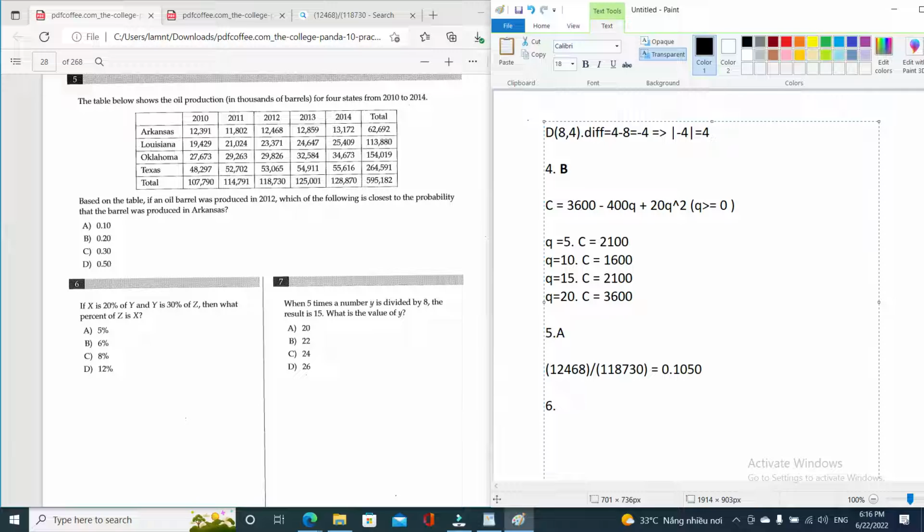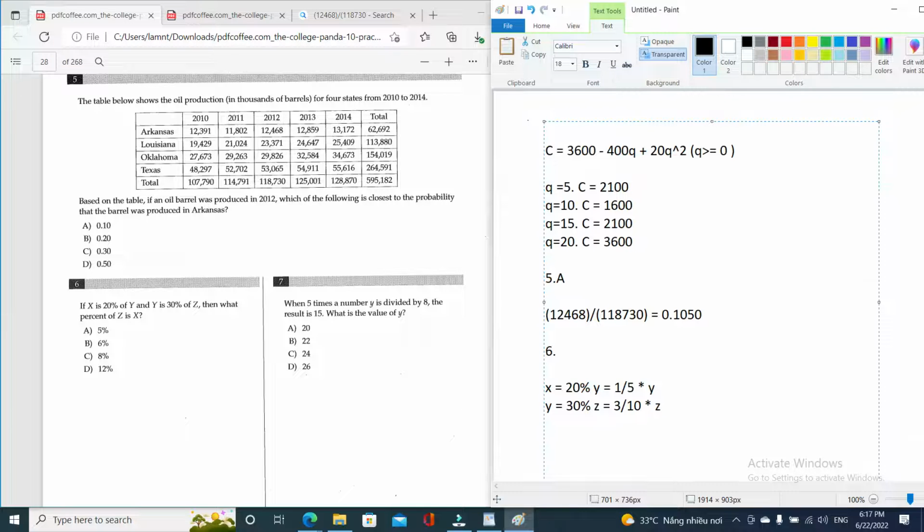So X is 20% of Y. 20% of Y is just 1/5 of Y, correct? And Y is 30% of Z, so that is 3/10 of Z. They ask what percent of Z is X. So Z in terms of X.